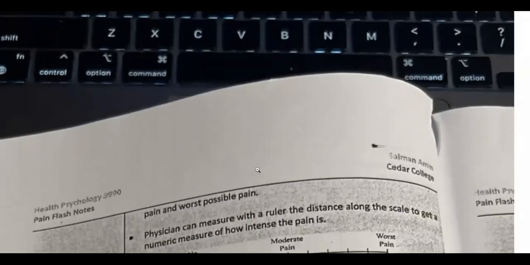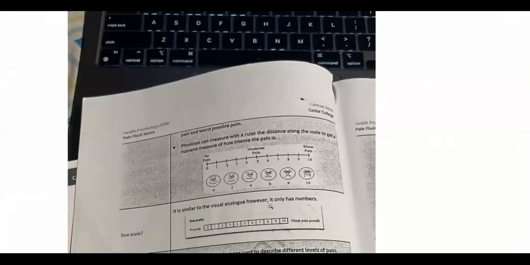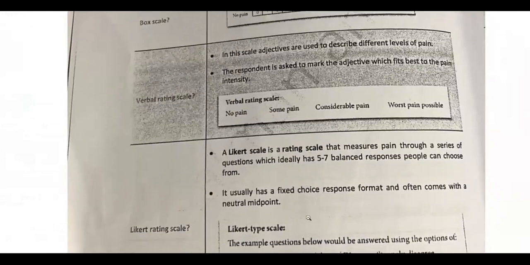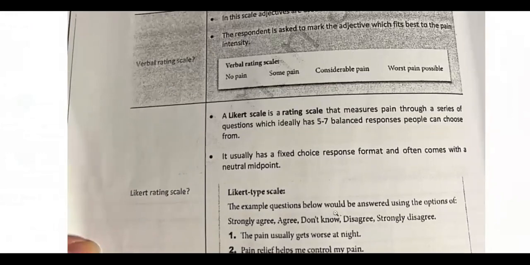Then we have the box scale. Again, that is similar. However, it has boxes which have numbers. Verbal rating scale is that you choose from the verbal options that have been given to you. So no pain, some pain, considerable pain, worst pain possible. Likert is basically agree, disagree, strongly. So there are basically 5 to 7 responses. It's like multiple choice. Again, you don't need to get into the detail of these. You just need to know.